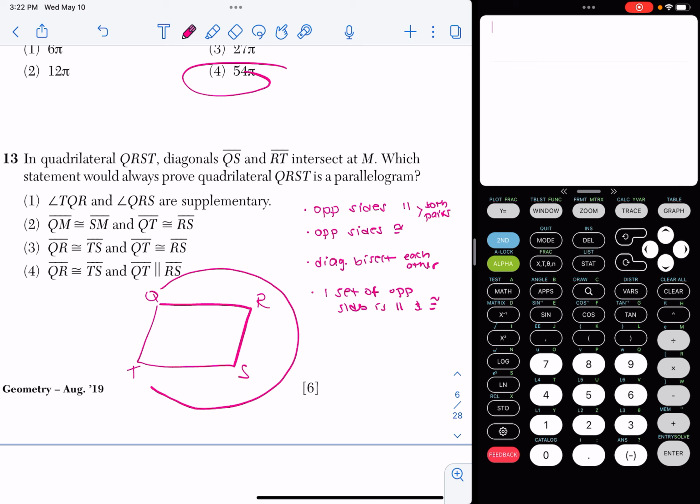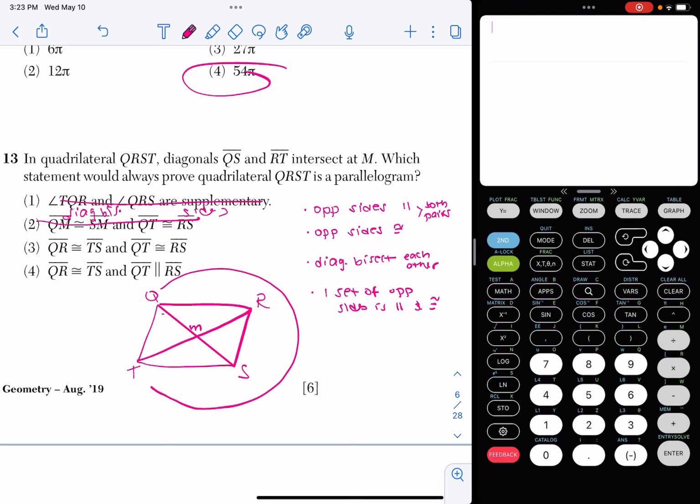So if I start looking at the four choices here, one says TQR and QRS are supplementary. That's true. That talks about the top two angles, but it's not giving us anything about the bottom two angles. So I'm going to say that's not enough to show that it's a parallelogram. Choice 2 is saying that QM, and I'll draw on the diagonals here, QM and SM are congruent, QT and RS are congruent. That's kind of merging a couple of facts together. These are diagonals bisecting, and then these are talking about the sides, and that doesn't really fit one of our properties. So I'm going to cross that out as well.